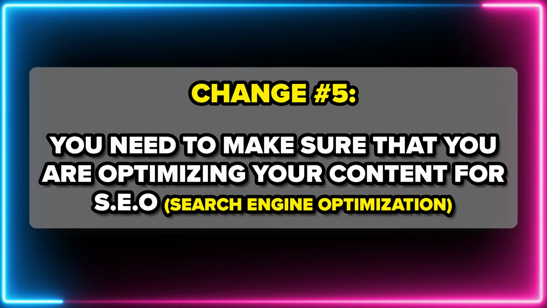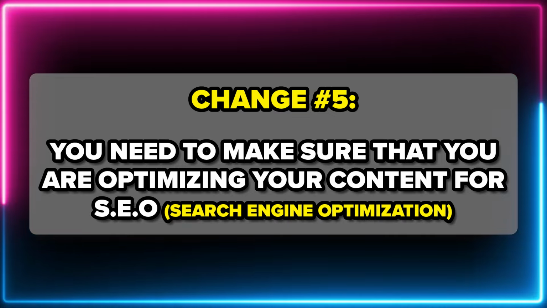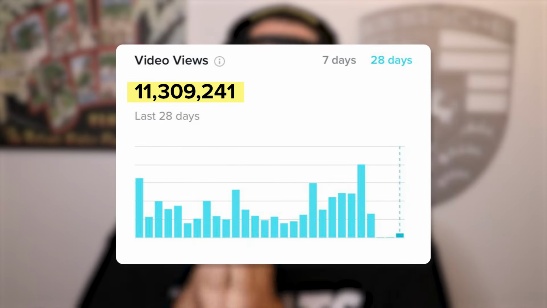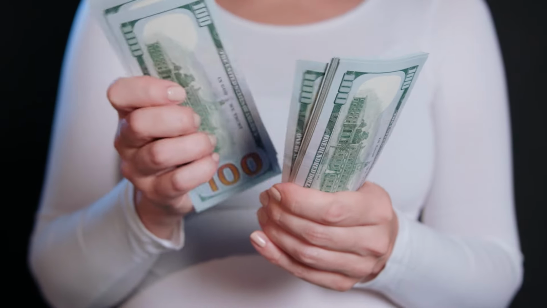Now, the final thing that you need to make sure that you're doing right now on TikTok is you need to make sure that you are optimizing your content for SEO. What do I mean by this? You need to be optimizing your content for people searching on TikTok, because people don't go to Google anymore to search for things. Instead, they're going to TikTok to search for them. And if your content shows up for the things your ideal viewer is searching for, you are going to get views 24/7. You are going to get followers 365 days a year. And you are going to make money on TikTok because that is the most valuable audience that you could possibly go after.